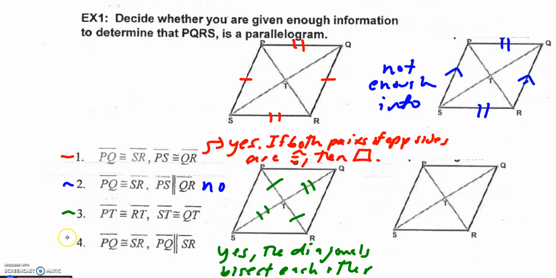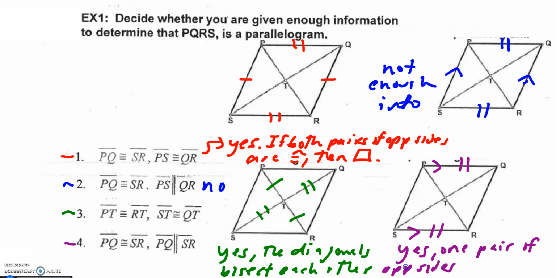Last but not least on this slide, number 4, if you're given PQ is congruent to SR and you're given that PQ is parallel to SR, do we have enough information to prove this is a parallelogram? The answer to this one is yes, we do have enough information because we have one pair of opposite sides that are parallel and congruent.